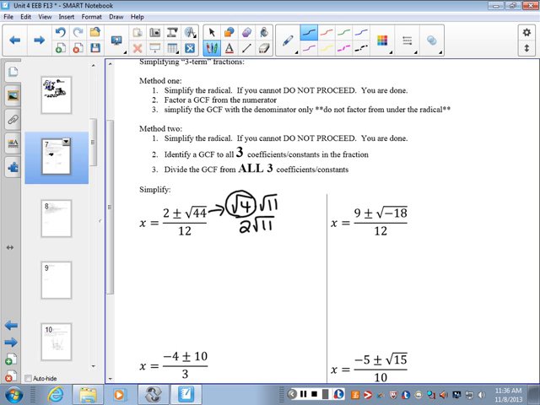So what I want to do now is rewrite my initial answer, but put in 2 square root of 11 in place of the square root of 44. Everything else around is the same.